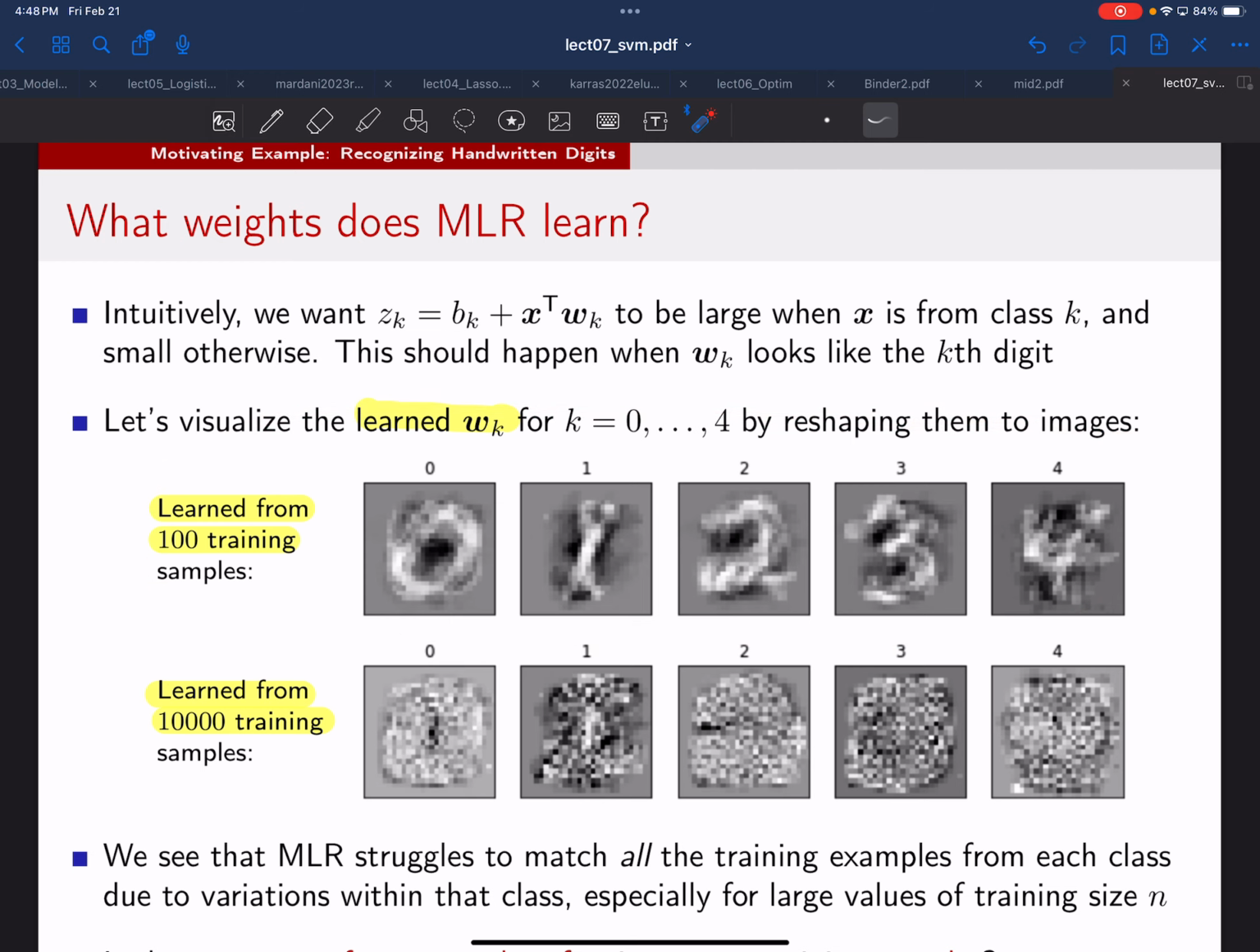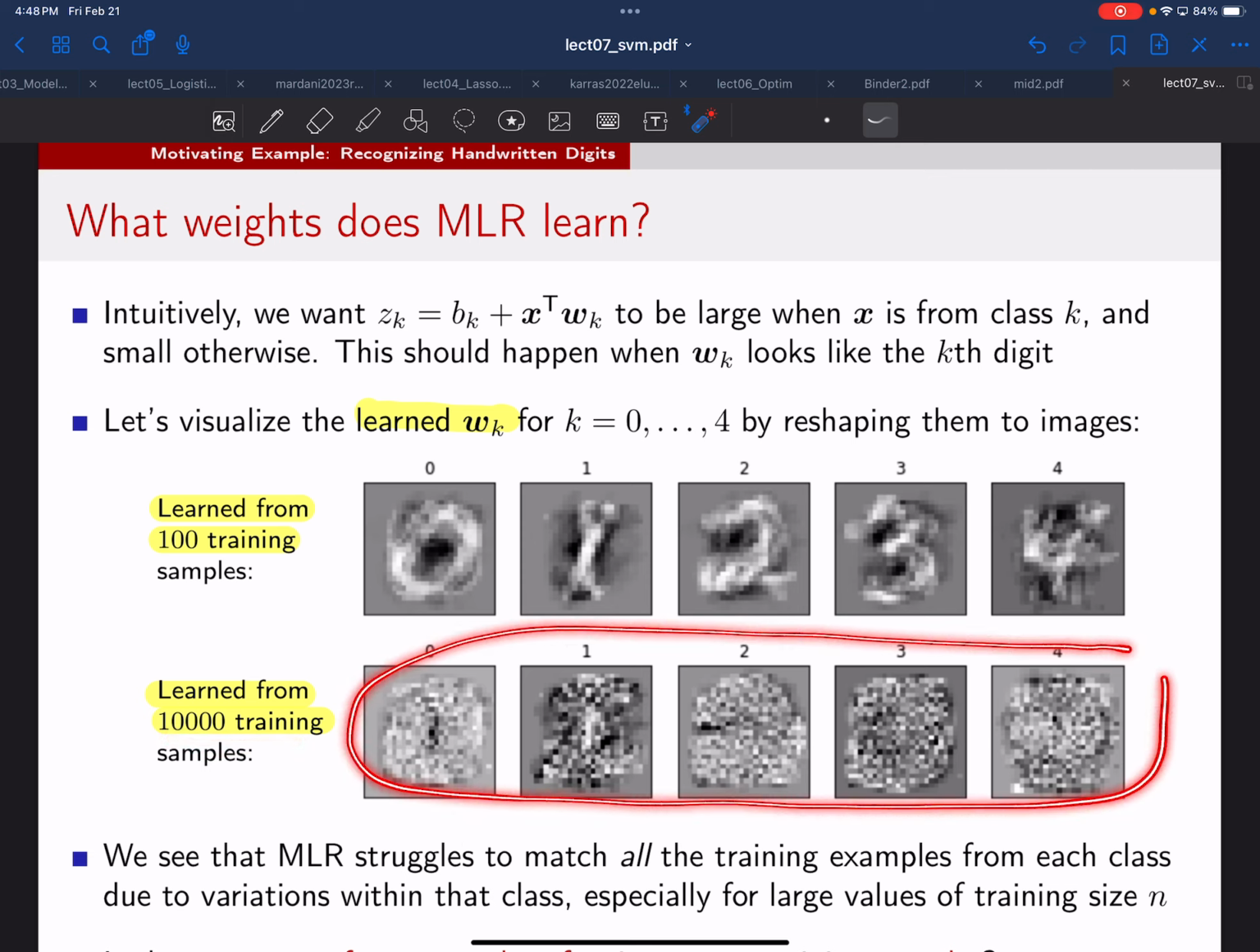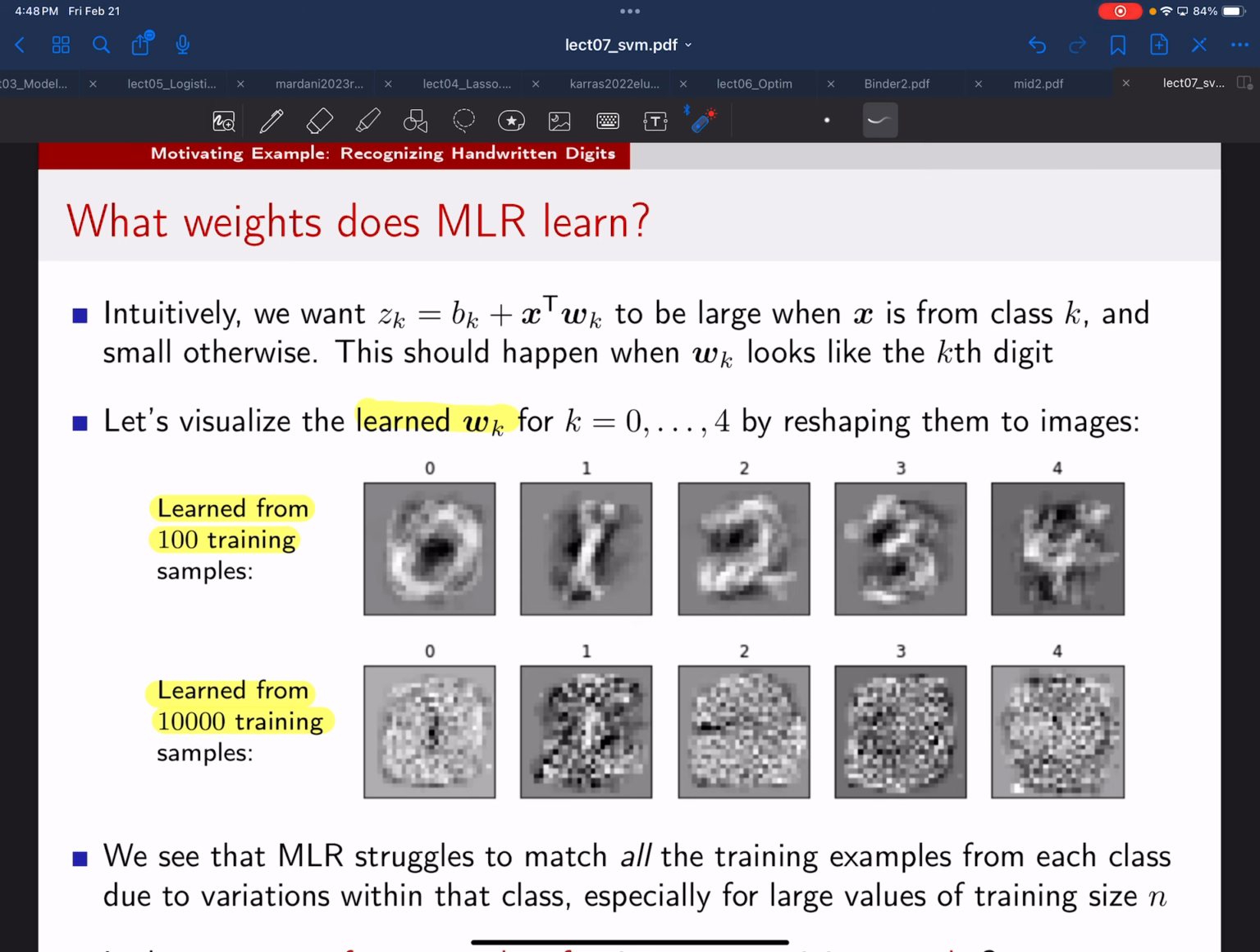Okay, the interesting thing is when you look at 1,000 training samples, you see that those pictures got a lot weirder. It's very hard now to see a 0 in here or a 1 or a 2. Essentially, why? What's happening here? Why did it learn these patterns, do you think?